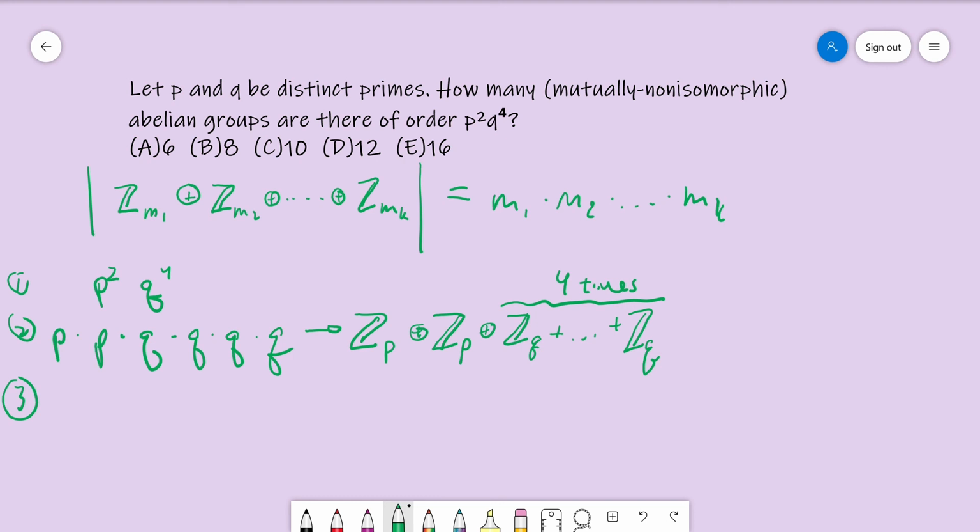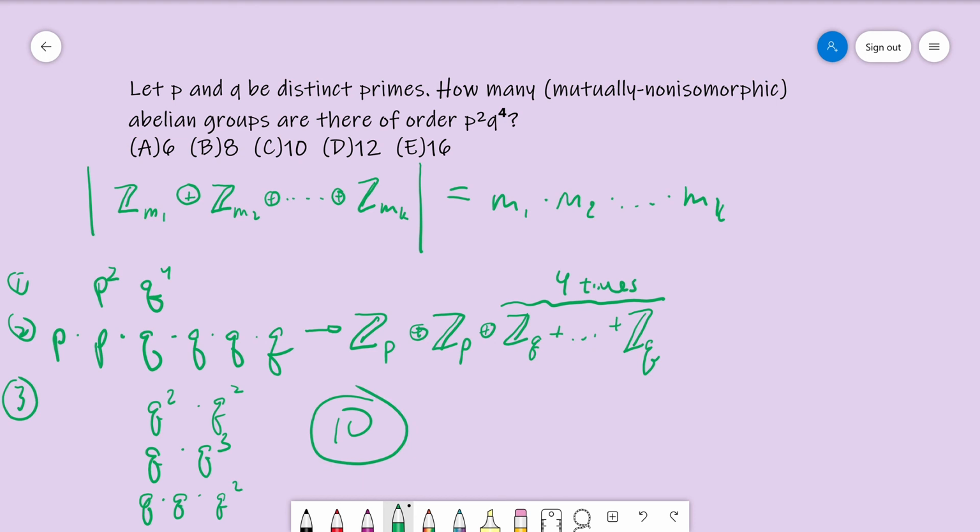We already found 2 ways, 1, 2. Well, we can also write it as q squared times q squared, or q times q cubed, or q times q times q squared. 1, 2, 3, 4, 5. I think that's all the different ways. So there's 5 ways to break up the q's, and there's 2 ways to break up the p's. So altogether, we have 5 times 2. So there's 10 ways to write these out.